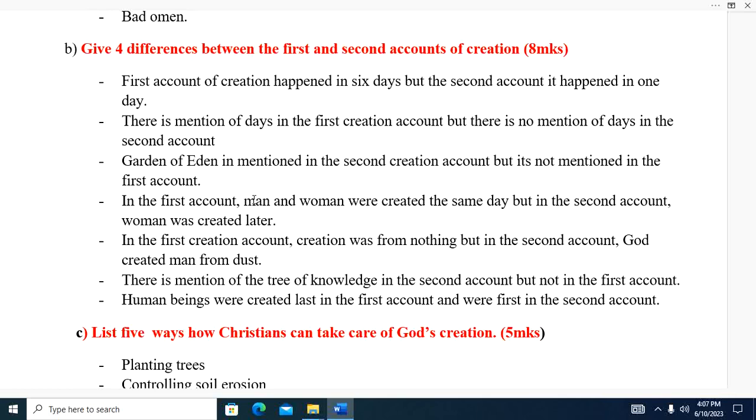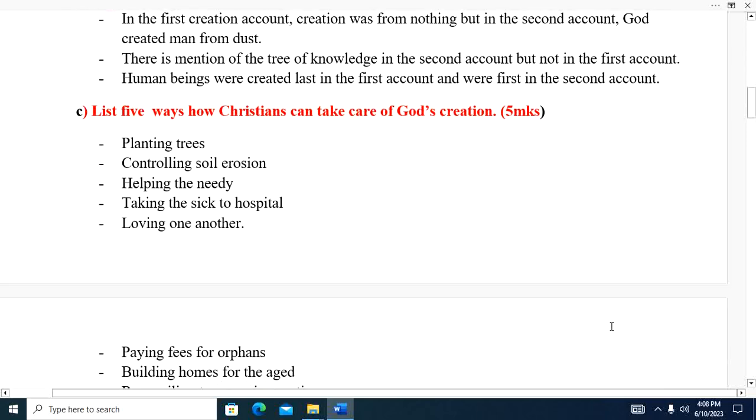woman was created later. Next, in the first creation account, creation was from nothing, but in the second account, God created man from dust. Next, there is a mention of the tree of knowledge in the second account, but not in the first account. And then the last one, human beings were created last in the first account and first in the second account.